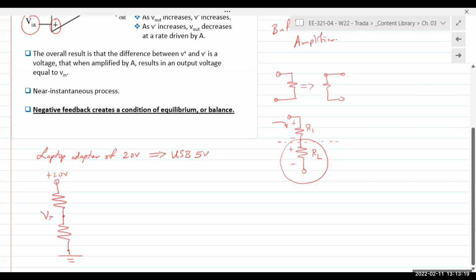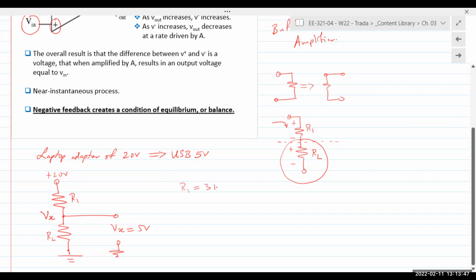Now, Vx needs to be 5 volts, exactly 1/4 of your supply voltage. That's why I went with 20. So it's 1/4 of the supply voltage. Resistors need to have a ratio of 3 plus 1 equal to 4. So 3x to 1x, right? So let's keep it simple. Let's say R1 and R2.